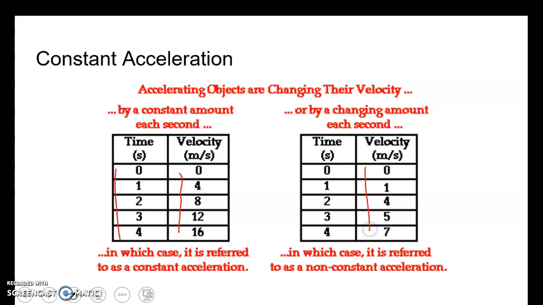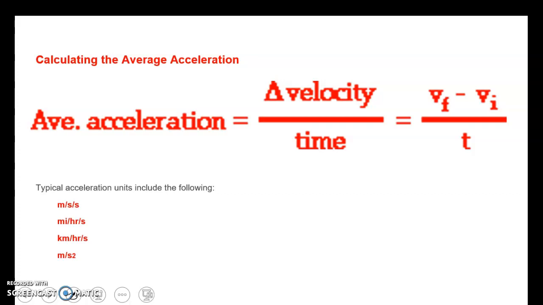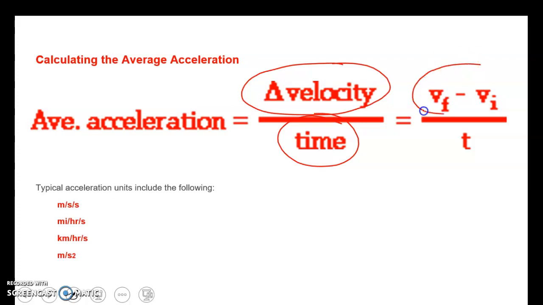If our velocity varies in its change, goes up 1, goes up 3, goes up 1, goes up 2, then we have non-constant acceleration or changing acceleration. Most acceleration we will talk about in kinematics early on will be constant acceleration. So, formula for average acceleration is change in velocity over time. Now, change in velocity: final velocity minus initial velocity over time.